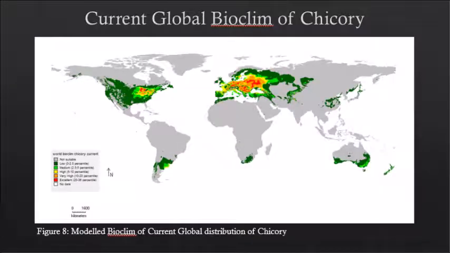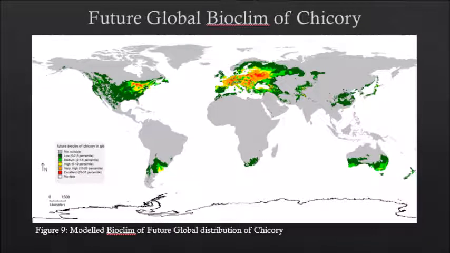In this slide, I focus on the current bioclim of chicory. In other words, the area that is highlighted in orange and red are the areas in which the chicory plant is most suited to grow. This could be due to factors such as climate, weather, and the important factor of global warming.